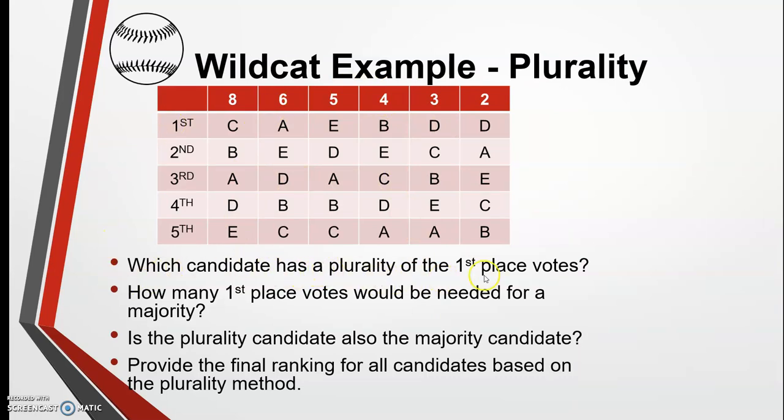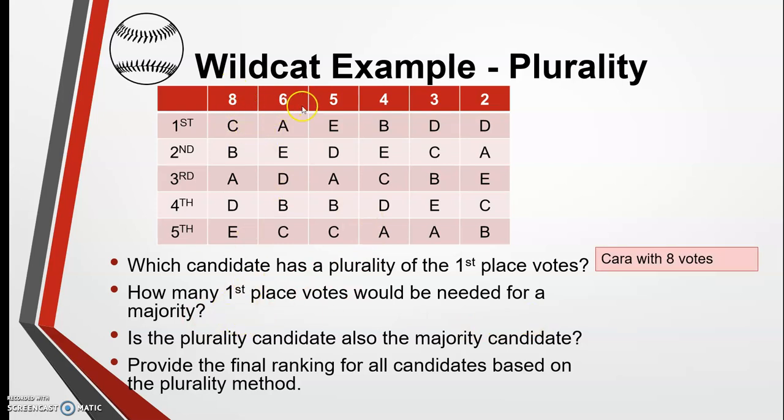Which candidate has a plurality of the first place votes? Well, C has 8, A has 6, E has 5, B has 4, and D has 5. So the winner would be C with 8 votes. How many would be needed for a majority?